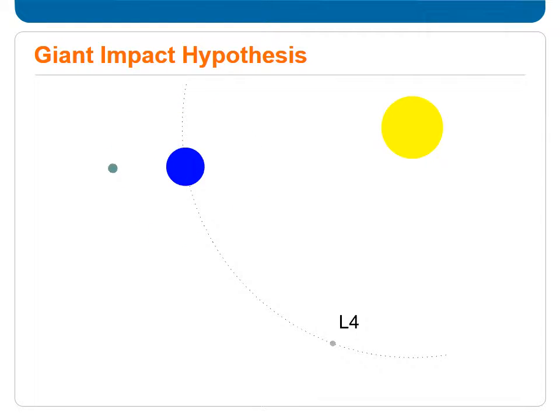Originally, the model called for a glancing impact. In January 2016, UCLA's Stuart Wolpert published evidence that the impact was head-on and that Theia's remains can be found on both Earth and the Moon.